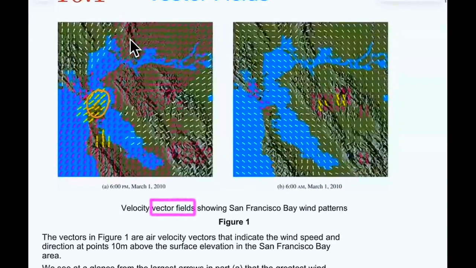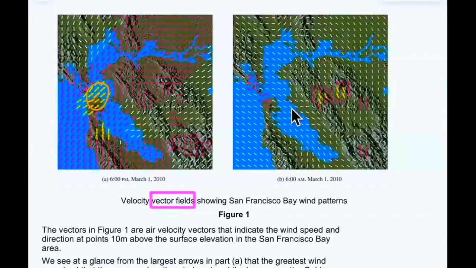Now the second picture here is the wind patterns of this same area but at a different time. This one is at 6 p.m. and this is at 6 a.m. They are examples of velocity vector fields. At this time, the vector field here is the velocity vector of the wind.